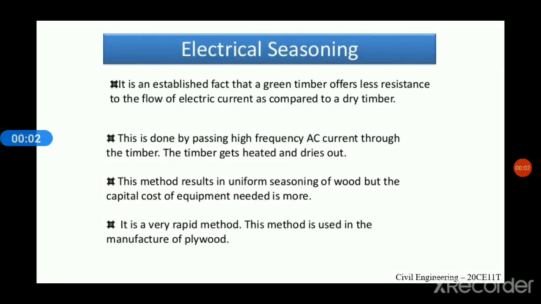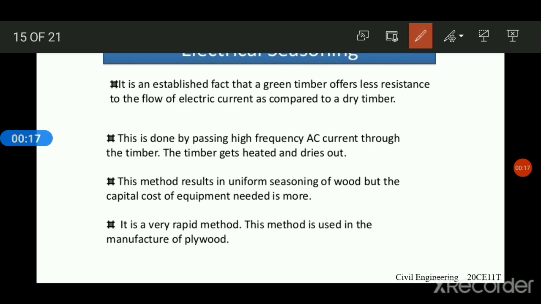Next, we'll move to the third method, electric seasoning. After this, one more method is there in artificial seasoning, which is kiln seasoning. Before that, we'll discuss electric seasoning. Generally, this seasoning is done by passing high frequency AC current through the timber, and then the timber gets heated and dried out.